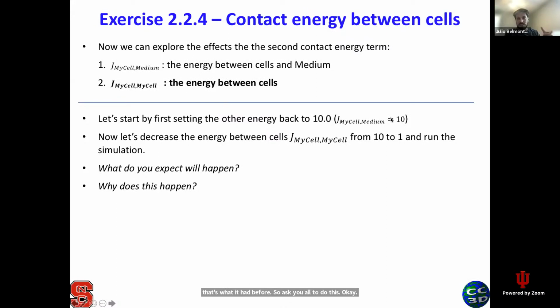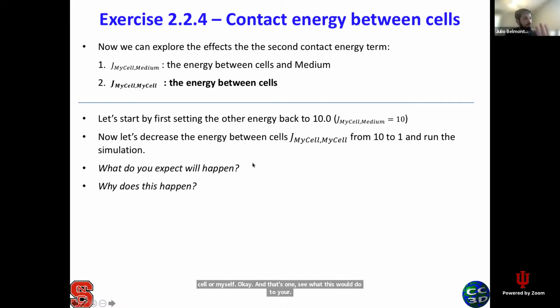Set it back to 10, run simulation to make sure that you have what you have at the beginning. And now let's decrease the energy between the cells from 10 to 1, okay? And run simulation. So let's now change the other energy between cells, okay? And let's run simulation and see what this will do to your simulation, okay?